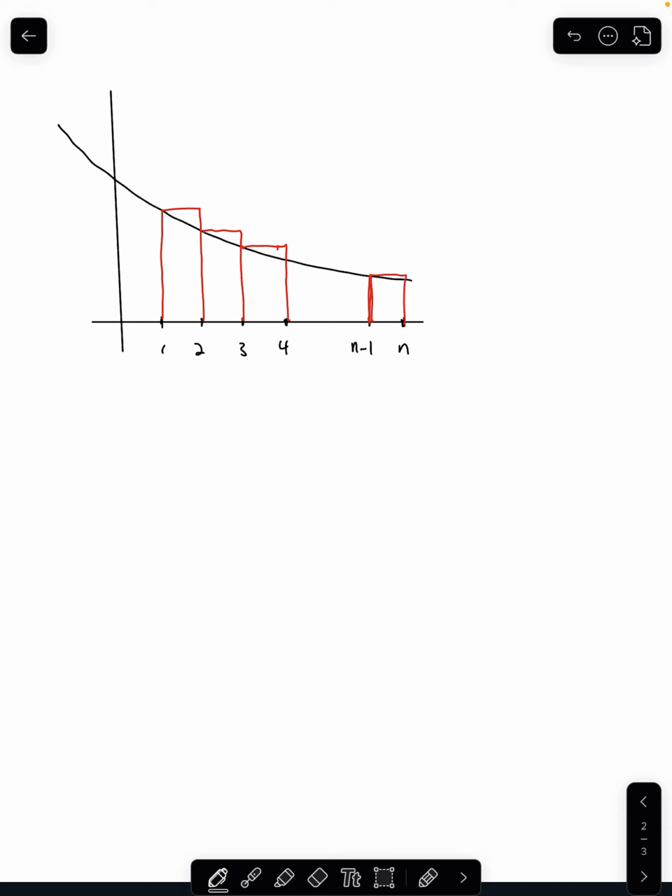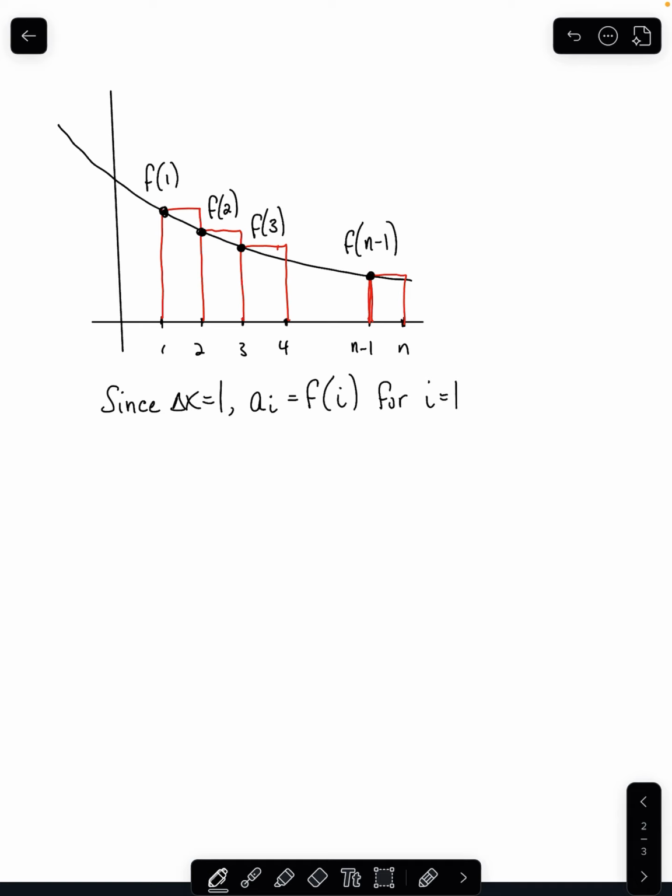By following much the same procedure, the height of the first rectangle is going to be based off of f of 1, the height of the second rectangle based off of f of 2, the height of the third rectangle based off of f of 3, and so on to the last rectangle, which is going to be based off of f of n minus 1. Since the width of each subinterval is 1, the area of the ith rectangle is equal to the value of the function, this time for i equals 1 up to n minus 1.